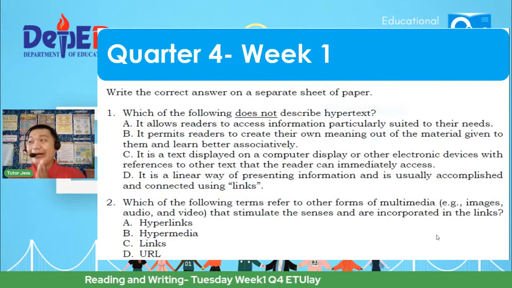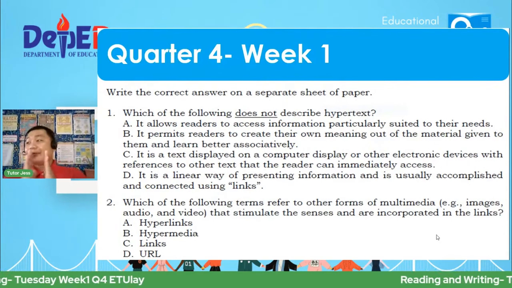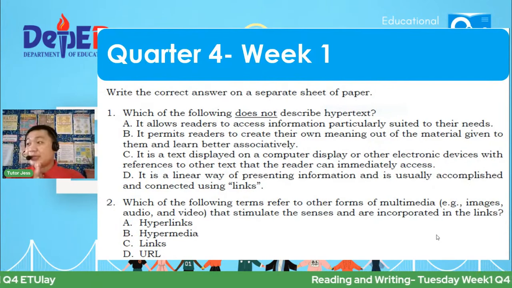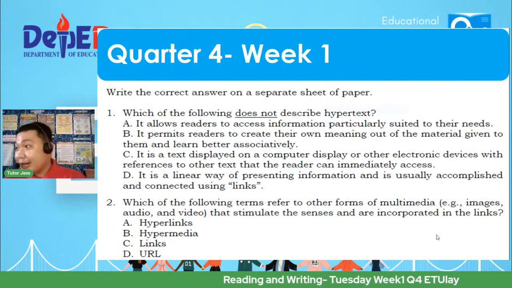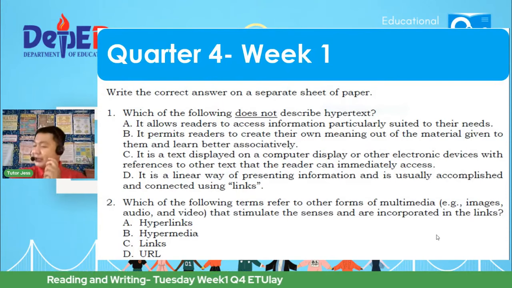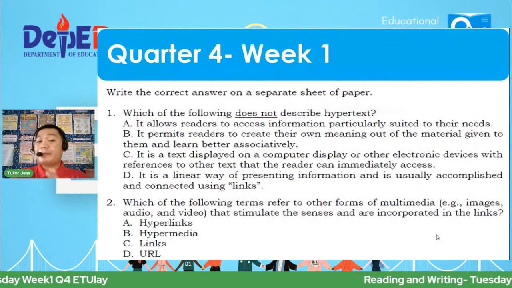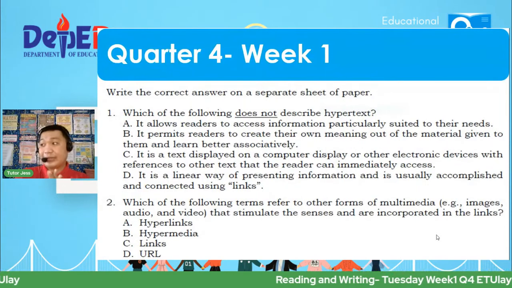Sino po ang nandito? We have Joel, Mary Jane, Melody, Erlinda. We have Angelica. Oh, according to May Resurrection. Okay, is it B? Okay, let's try to find out. You write a number, ha? You write a number para malaman natin kung saan kayo sumasagot ngayon.